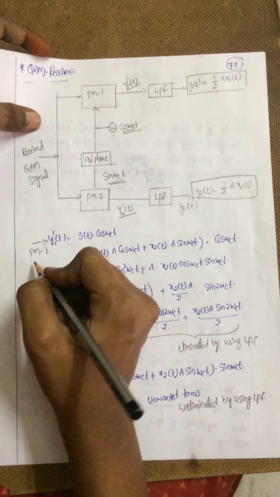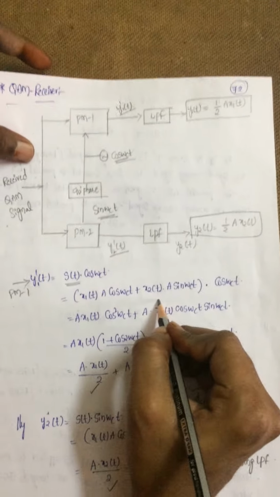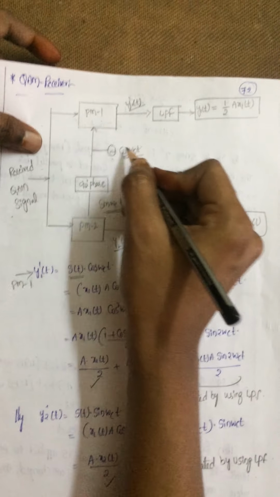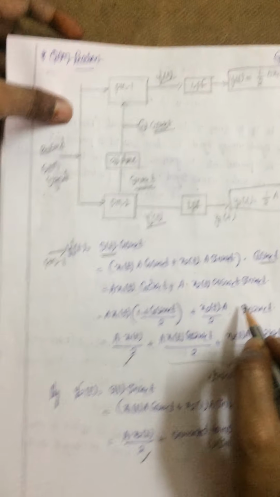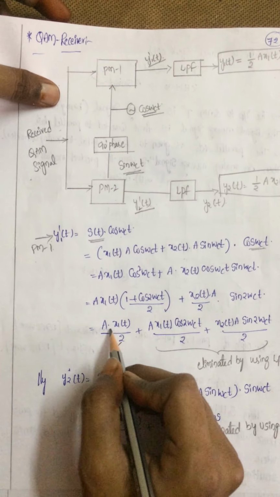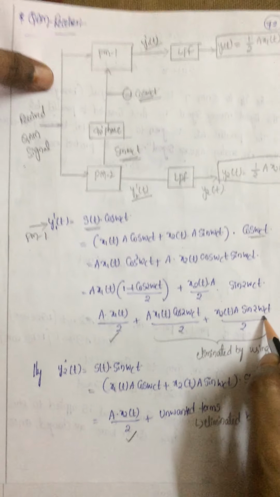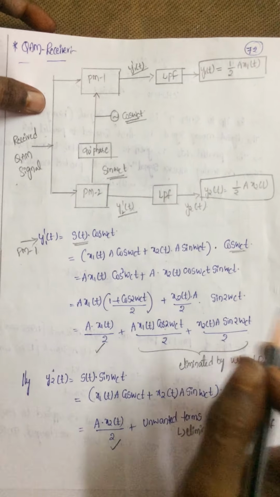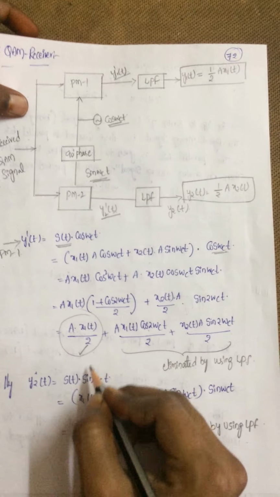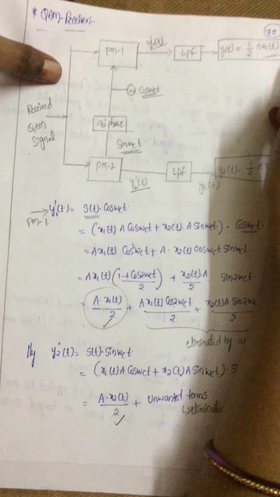Whatever inputs are coming, S of t, as we have seen here, that S of t I have multiplied with cos omega ct for product modulator 1. That multiplication gives us this data. Among these three terms, these two are high frequencies, which are eliminated by the low pass filter, and we are getting this. We are able to retrieve that signal over here. We have retrieved the first one.